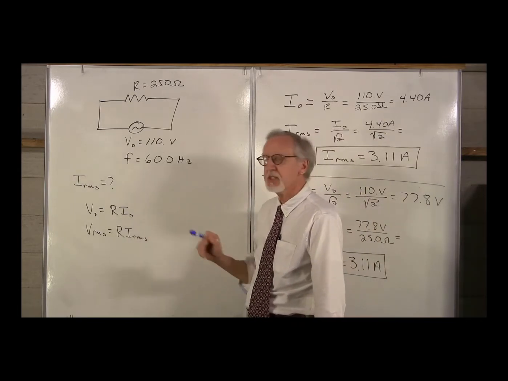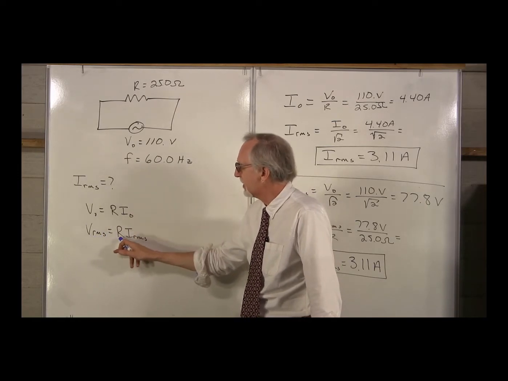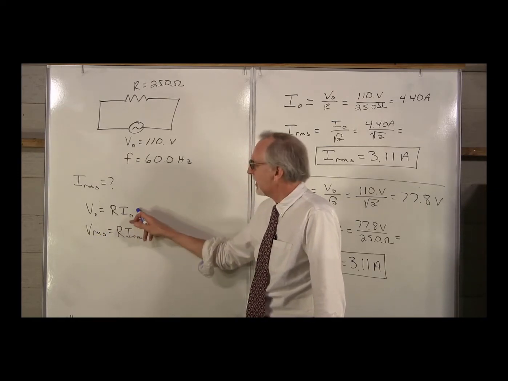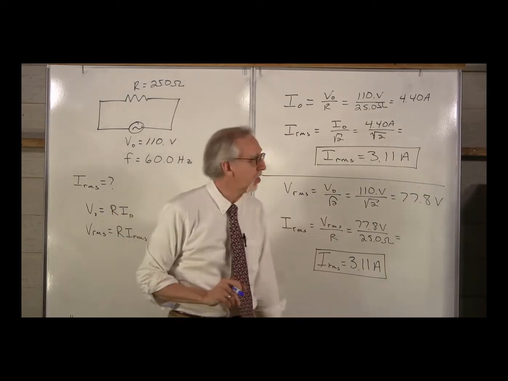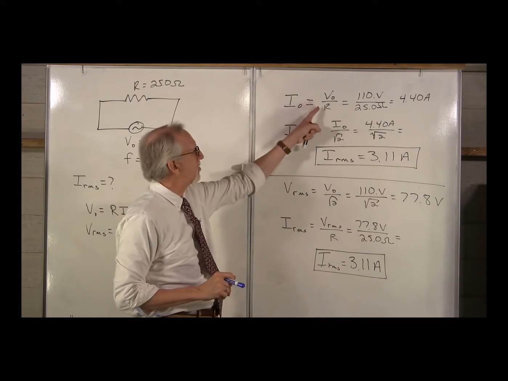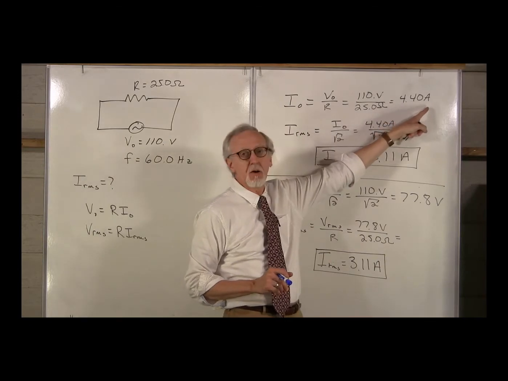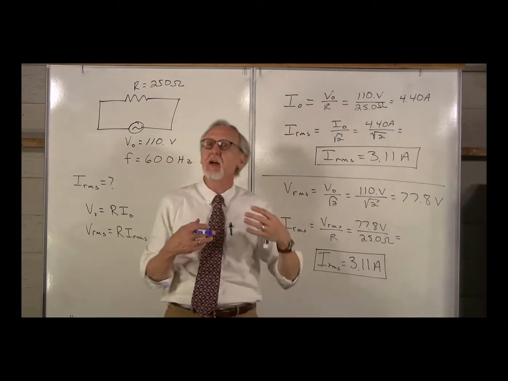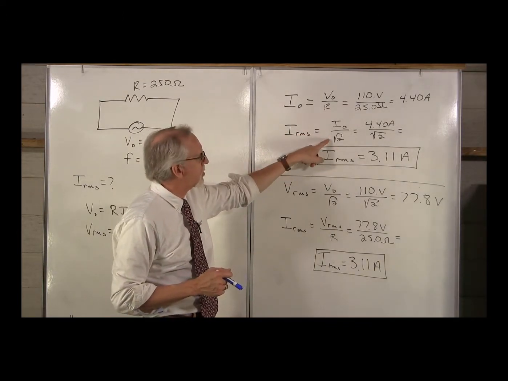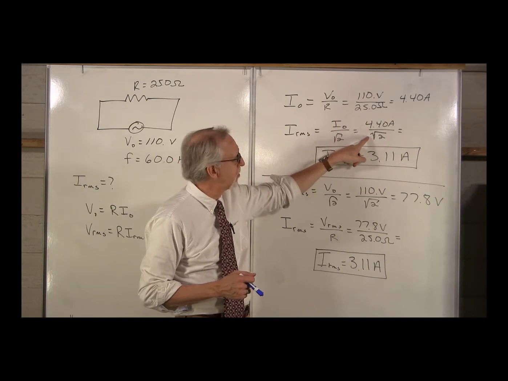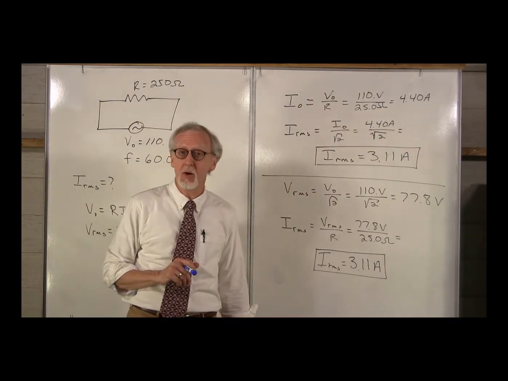We've got two equations that we could use: V0 equals R I0, and also VRMS is equal to R IRMS. Let's use the first one. So V0 equals R I0. In other words, I0 is V0 over R, which is 110 volts divided by 25 ohms, or 4.40 amps. That is I0, the current amplitude. To find the RMS current, IRMS is I0 over root 2, or 4.40 amps over root 2, which leaves us with IRMS of 3.11 amps.